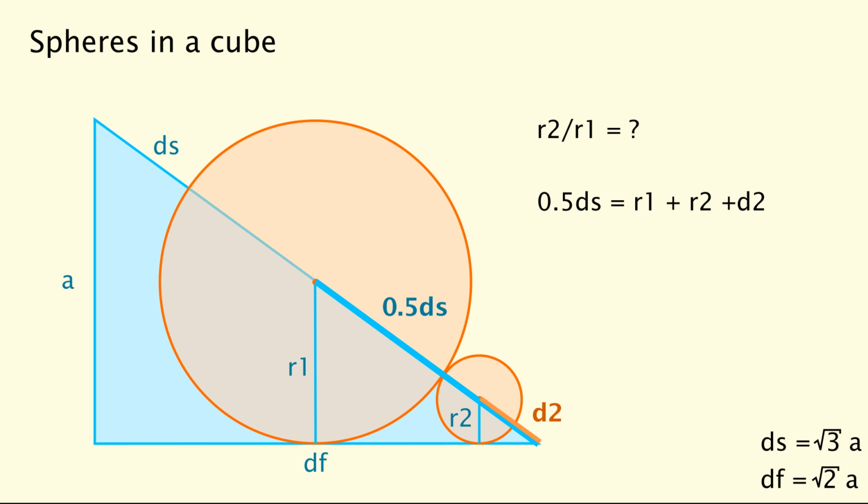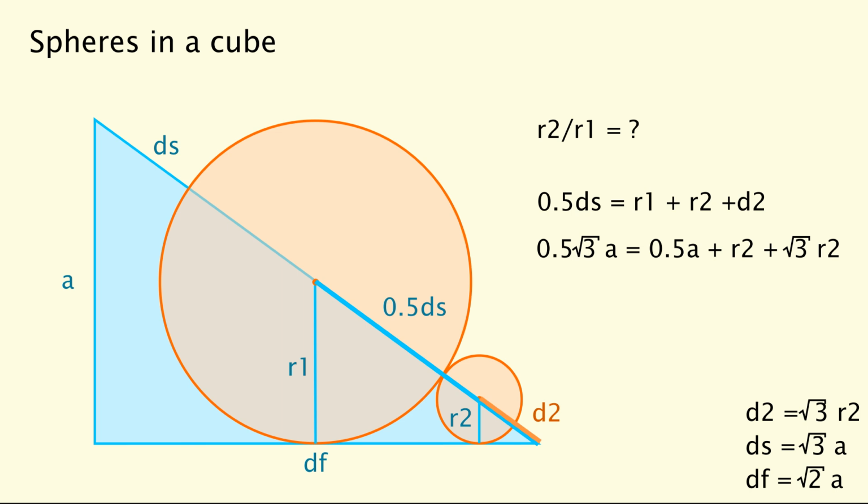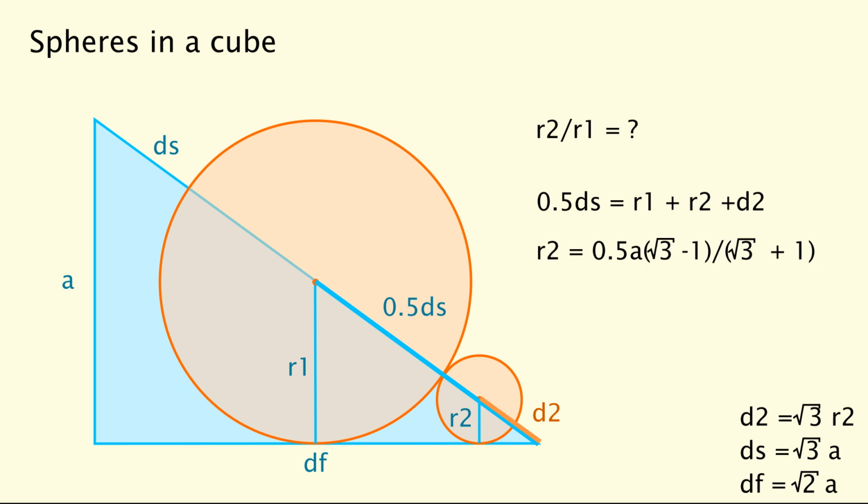This equation will help us calculate the ratio between R1 and R2, but we still have to do several substitutions. The s can be replaced by R1 multiplied by the square root of 3. R1 can be replaced by half of the cube's edge lengths, and D2 can be replaced by R2 multiplied by the square root of 3. With these substitutions, we can solve our equation for R2. Finally, since we need the ratio of R2 divided by R1, we divide this equation by R1 or by 0.5a and end up with our factor.